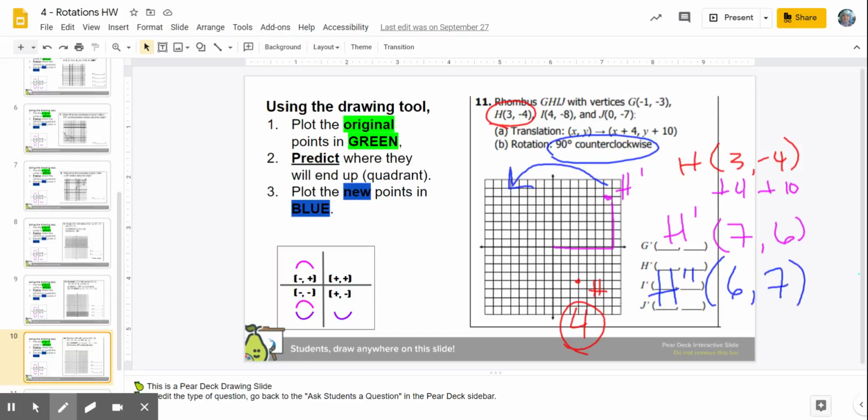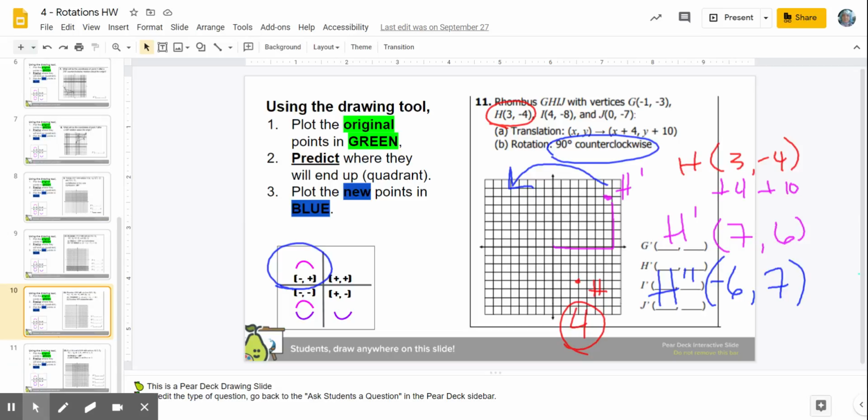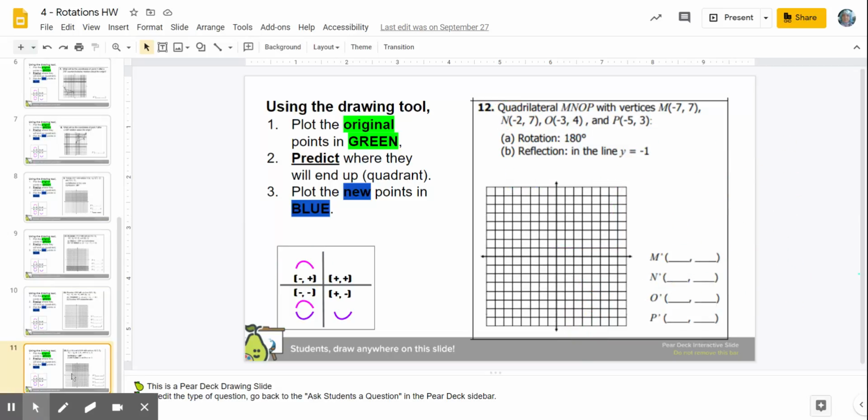And which one is negative? Or are they both? It's the 6. Perfect. I think we're getting it. Is that the last one? I'm so excited we got to the end. Oh, no, we didn't. We got one more. All right, pick a point, M, N, O, or P.